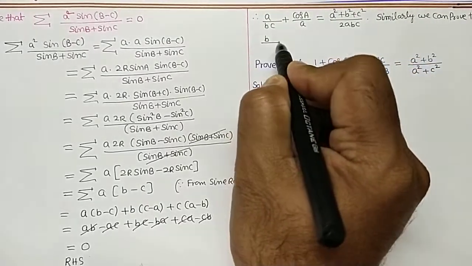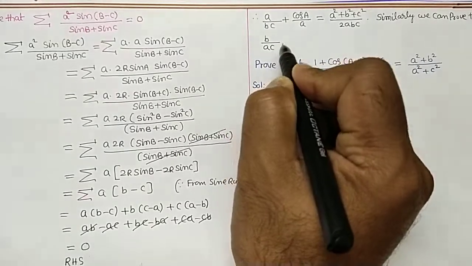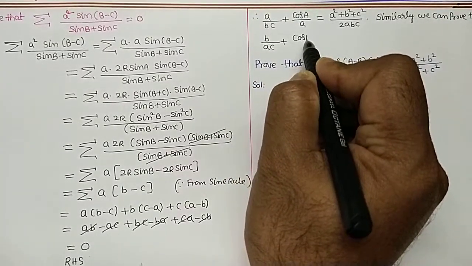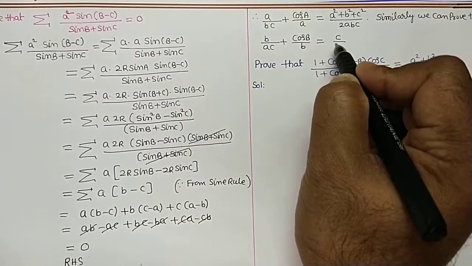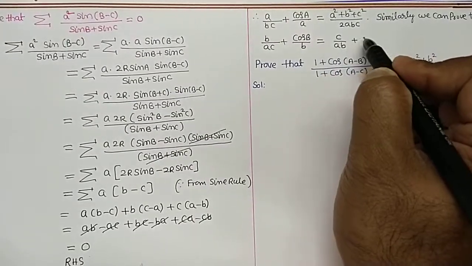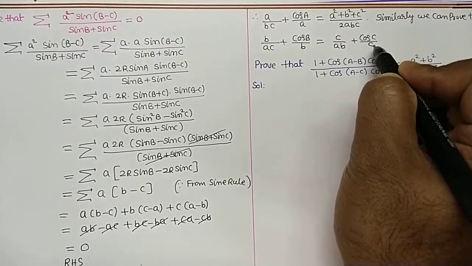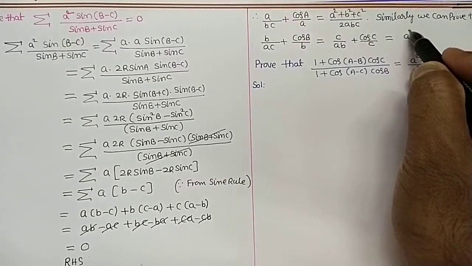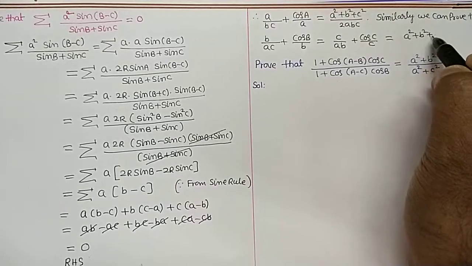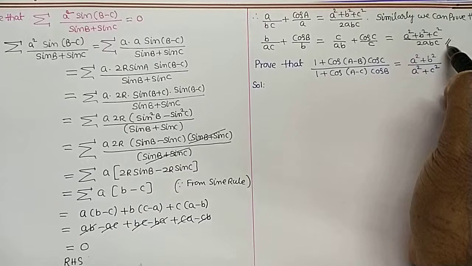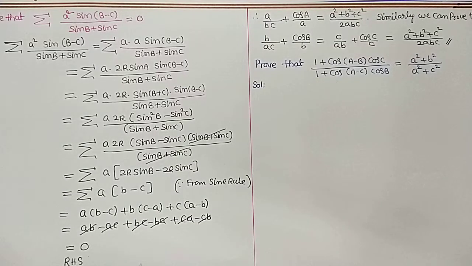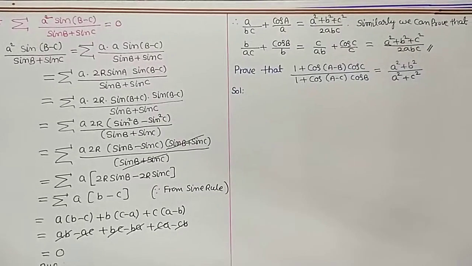b by ca plus cos B divided by small b, which is also equal to small c by ab plus cos C divided by small c, equal to a square plus b square plus c square divided by 2abc, hence proved. This is the way you have to prove the answer. Let us have a discussion. The next question.